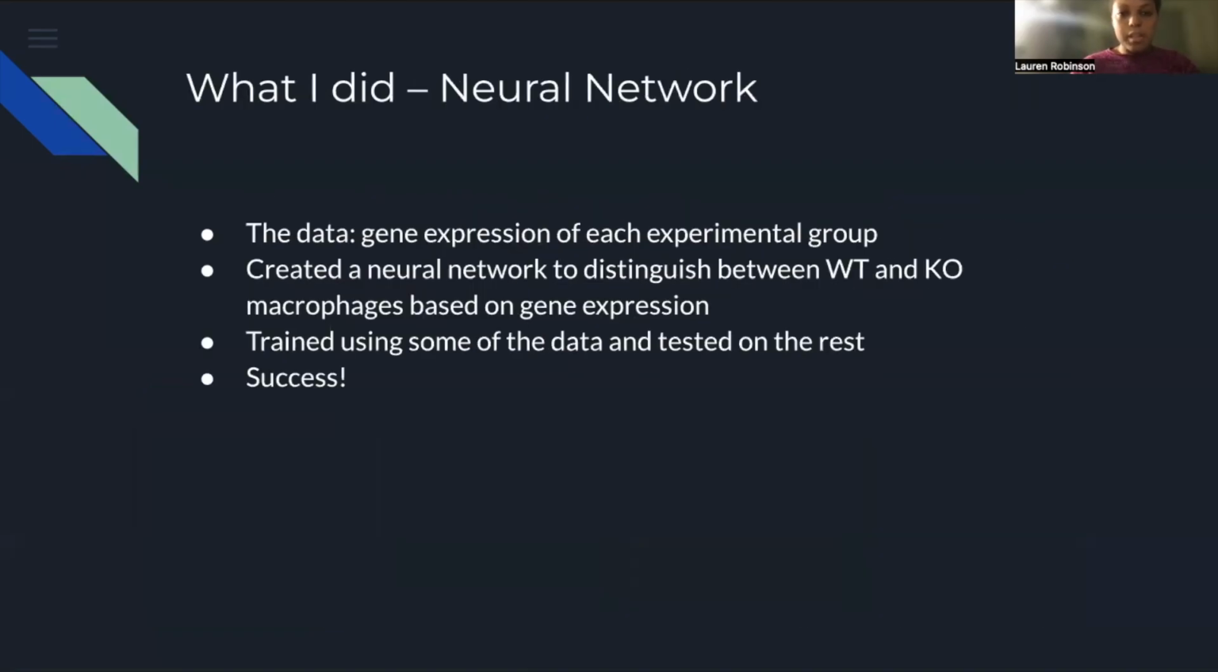So now moving on to what I did, I created a feed-forward neural network. Essentially, I took the data, which was gene expression data for the different experimental groups, and I created the feed-forward neural network to distinguish between wild type and knockout macrophages based on that gene expression data. I used some of the data to train, I think it was 70%, I want to say, and then 30% was used to test. And I had high accuracy, so that was good to see.